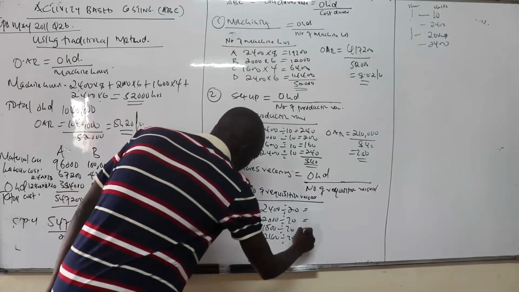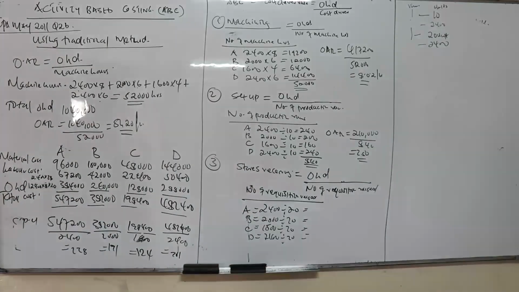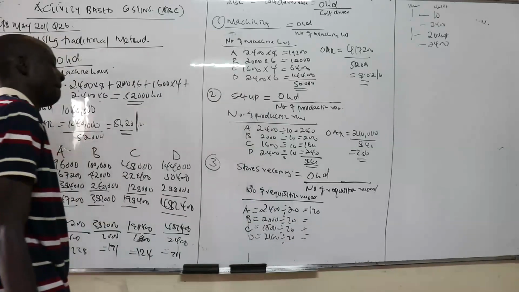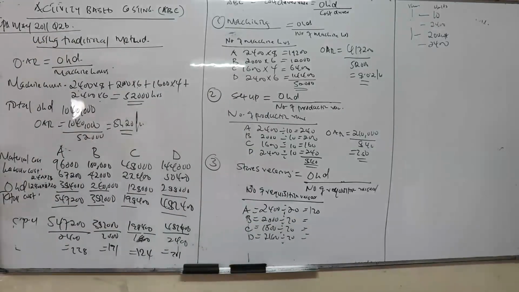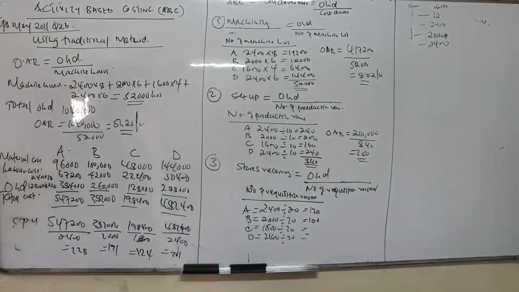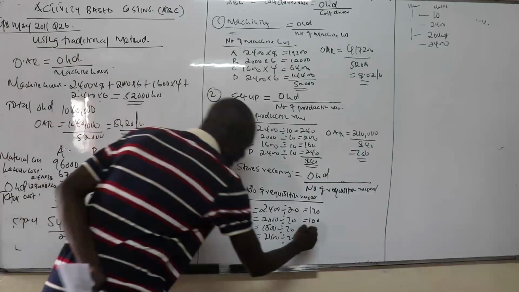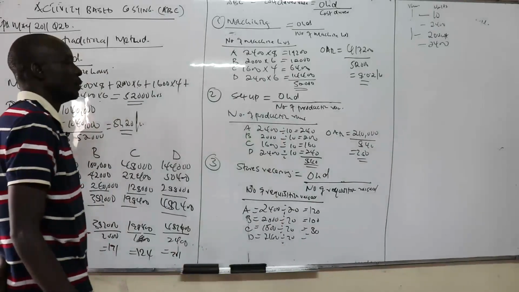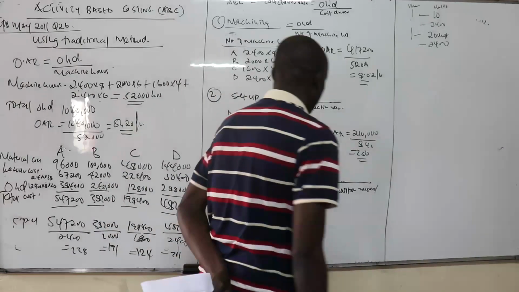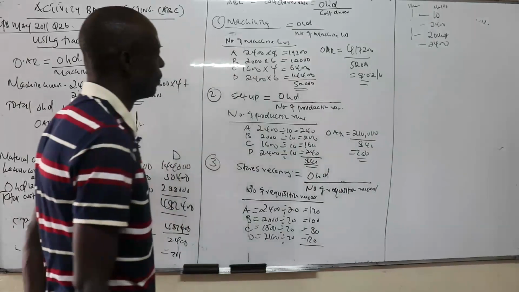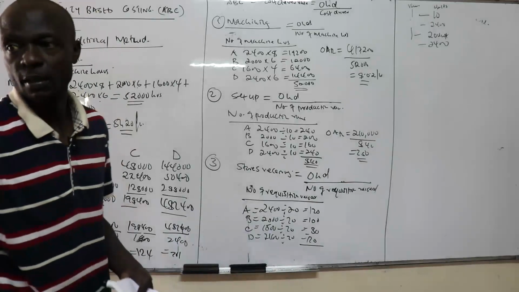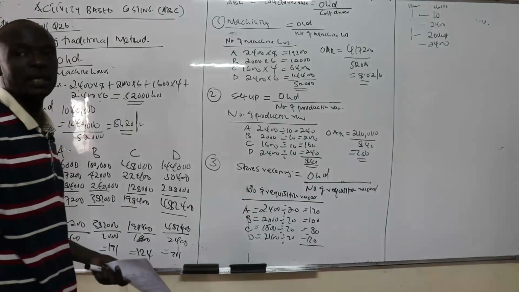How much does A come to? 120. B is 100, C is 80, and D is 120. Total: 120 plus 100 plus 80 plus 120 is 420.